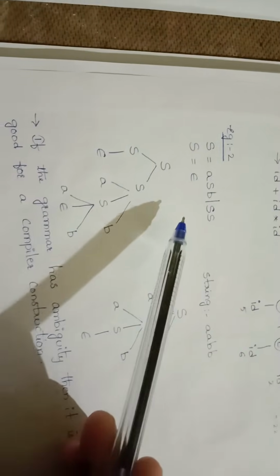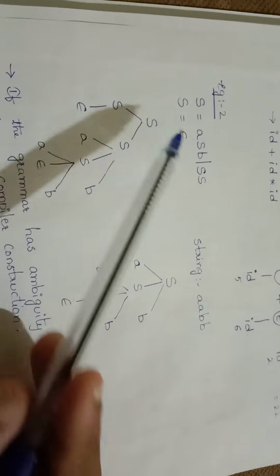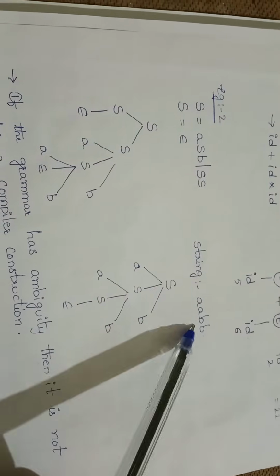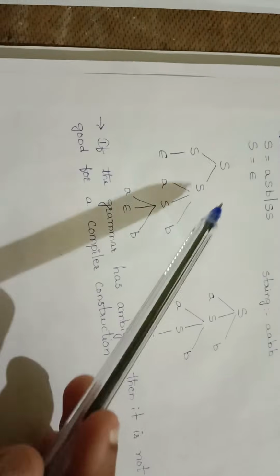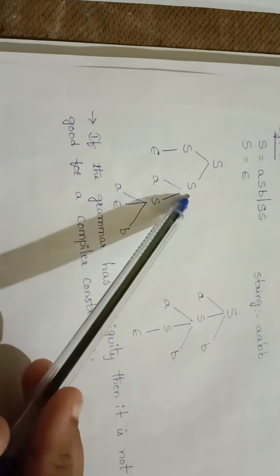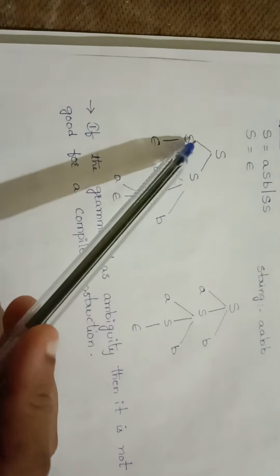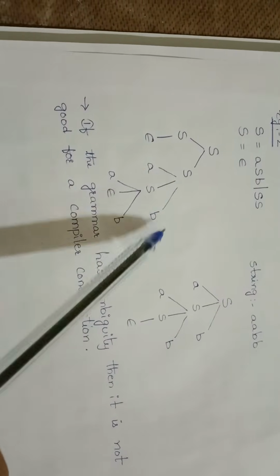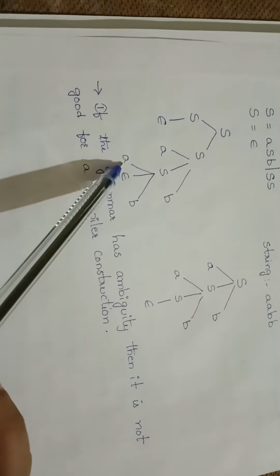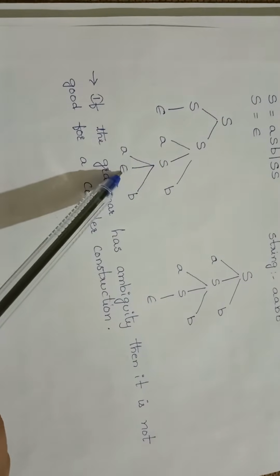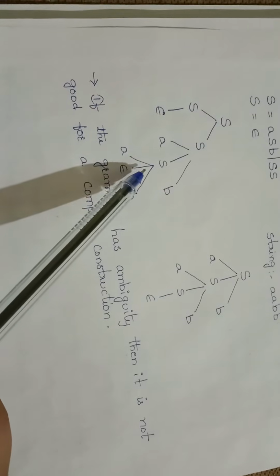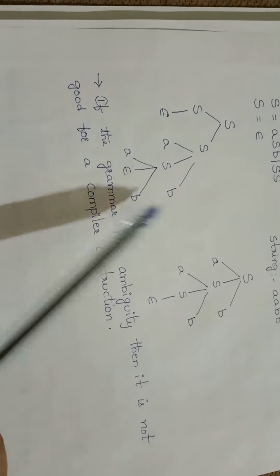Consider another example for the ambiguity. S tends to A S B, or S S, S tends to epsilon. The string we need to derive is A A B B. So S tends to S S, as the string we need to derive is A A B B. Now S tends to epsilon, and S tends to A S B, and S tends to A, and S tends to epsilon, and S tends to B.